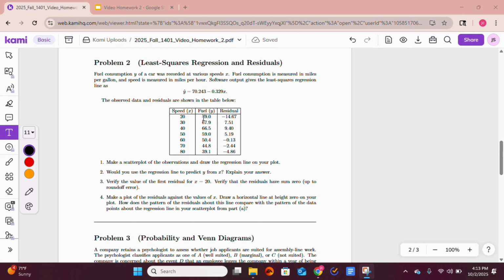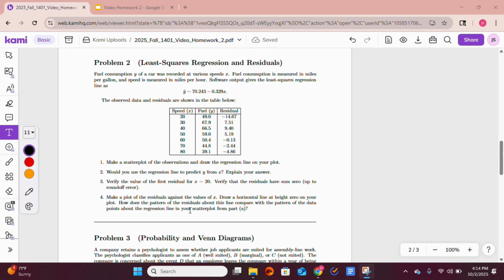If we look at the table, we can see that that matches the residual value given. It then asks us to verify that the residuals sum to 0. So if we add them all together, it comes to 0. Now we can go to question 4, which asks us to make a plot of the residuals against the values of x. Draw a horizontal line at height 0 on your plot.